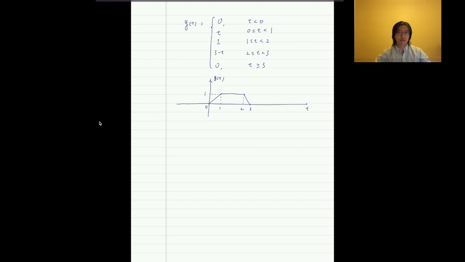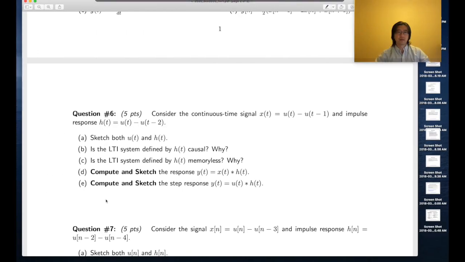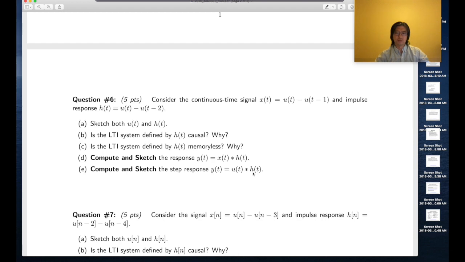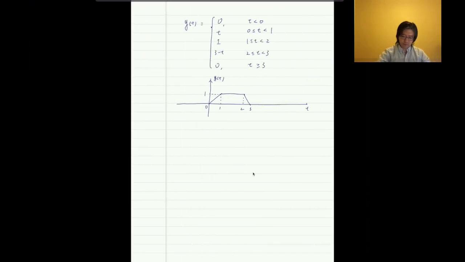So we're not done with this yet. The next one is that we're going to sketch, or compute, the convolution of u(t) and h(t), okay? The task is to compute the convolution between u(t) and h(t).